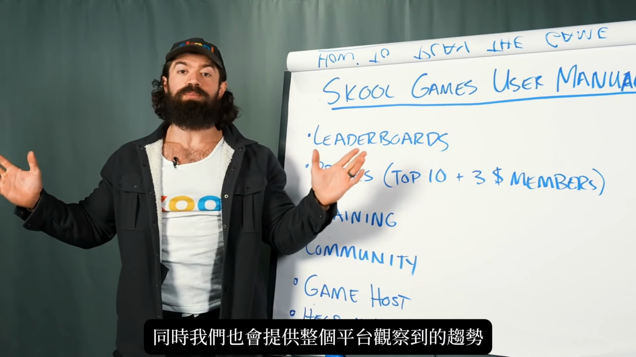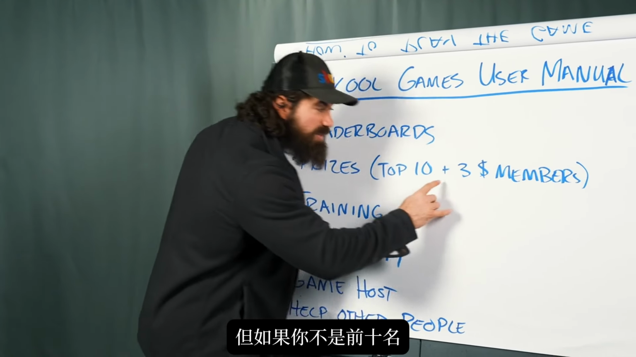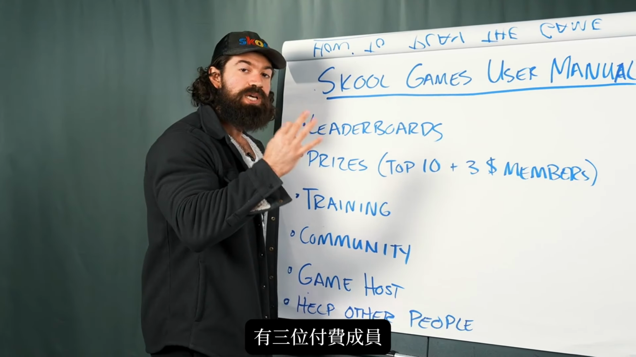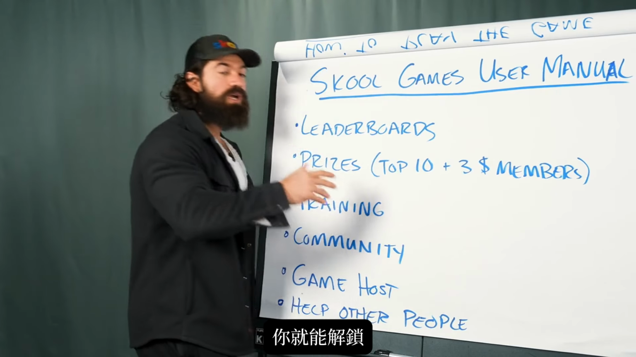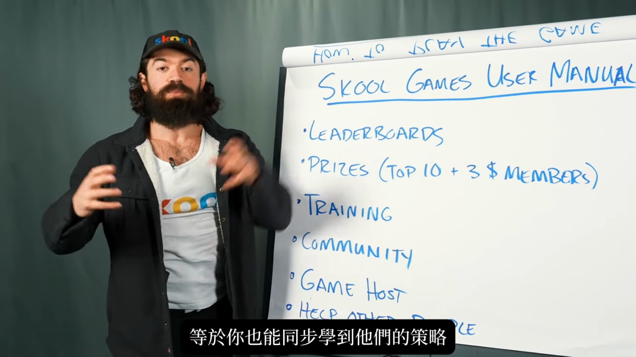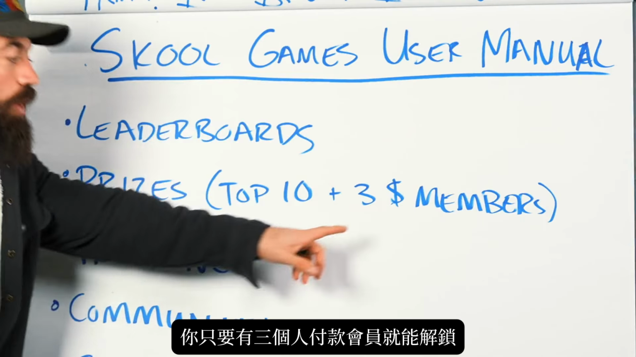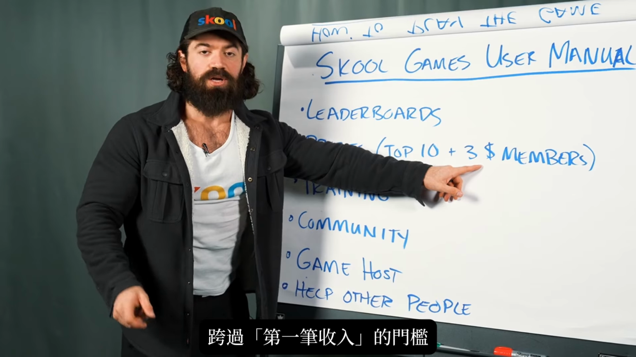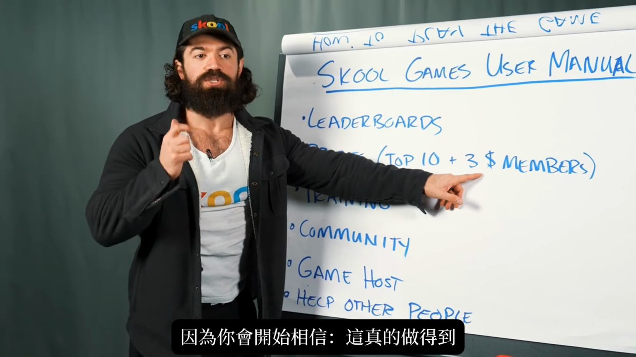But for everybody else, if you get just 3 paying members into your Skool community, we'll unlock all the trainings that we get from that top 10 day. So it'll be just like you had one, and all you have to do is get 3 paying members. Get 3 people, get the first dollar across the bridge. It'll change the way you see business because you'll believe it's possible.